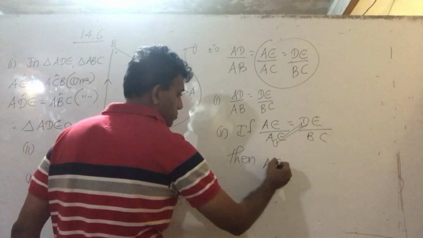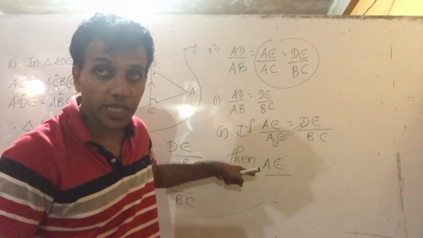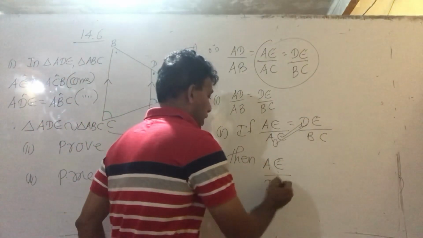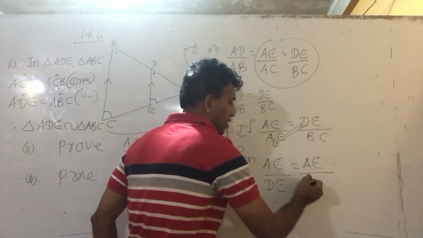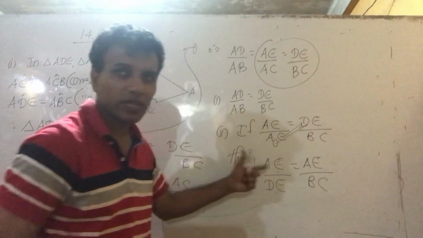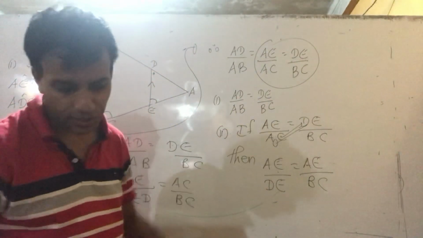AE, this DE take down, cross division, and the AE cross multiply. That is the ordinary simplified form, the ordinary method of simple fraction knowledge. Cross multiply, cross divide. That's the answer, okay?